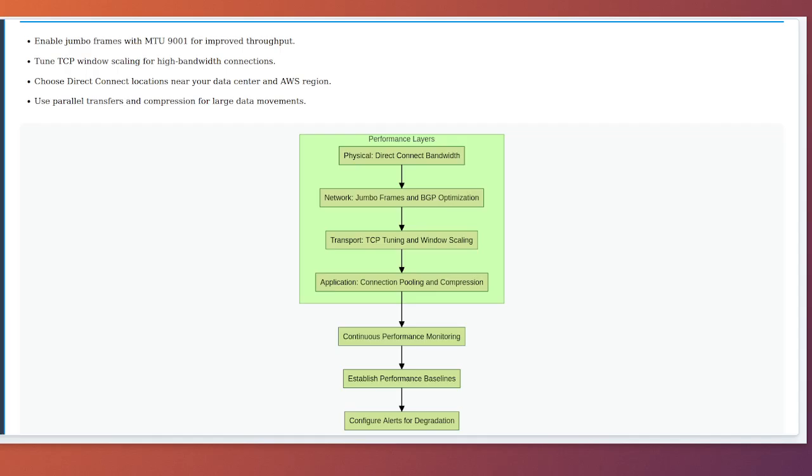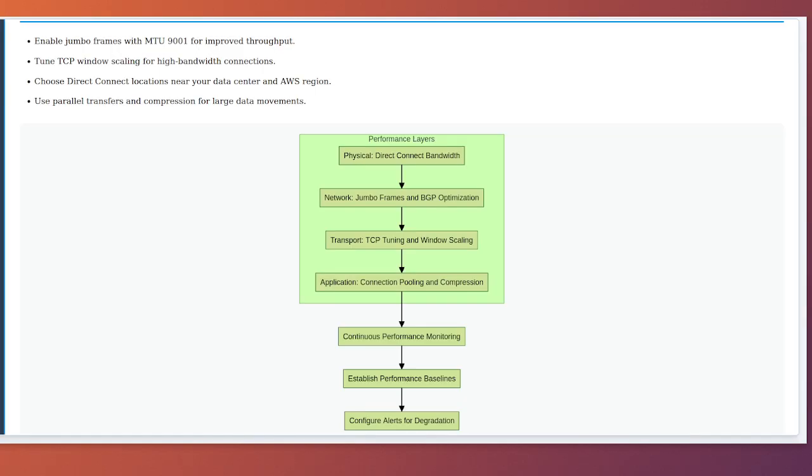Application-level optimization is equally important. If you are transferring large files, use tools that support parallel transfers, like the AWS CLI S3 sync with multiple threads, or tools specifically designed for large data transfers, like AWS DataSync. These tools can saturate high-bandwidth connections more effectively than single-threaded transfers.